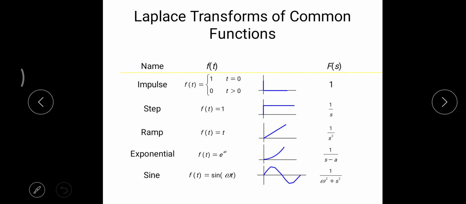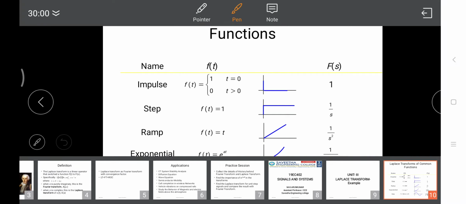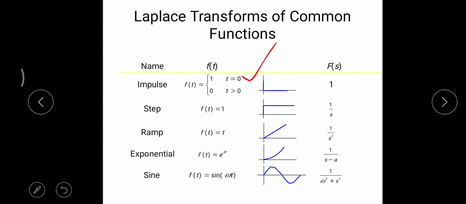There are some standard signals I have taken. If my signal is an impulse, the corresponding Laplace transform is 1. So f of t represents the time domain, f of s represents the frequency domain. The Laplace transform of impulse is 1, and the Laplace transform of the unit step signal is 1 by s.